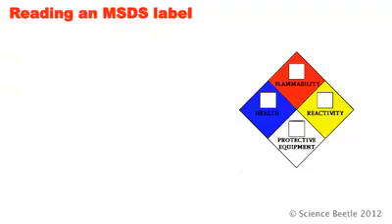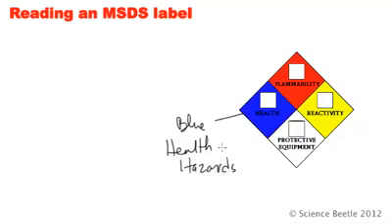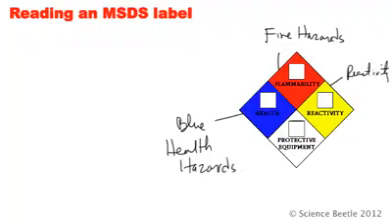When we look at the MSDS label, we've got 4 parts. The first part here is what we call the blue part, and the blue part essentially deals with any health hazards. The red part, which has been labeled here flammability, really deals with any fire hazards. The yellow part deals with reactivity, as you see here. And the white part deals with any special hazards that you should be aware of.